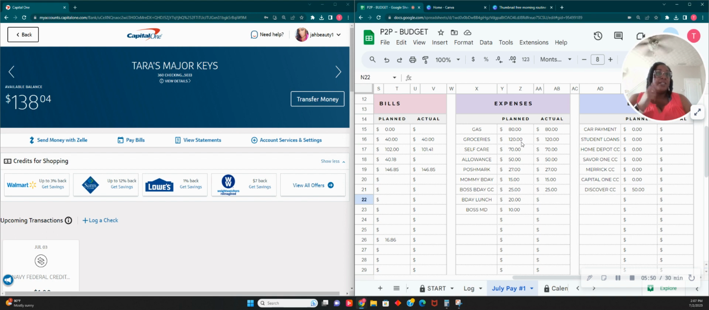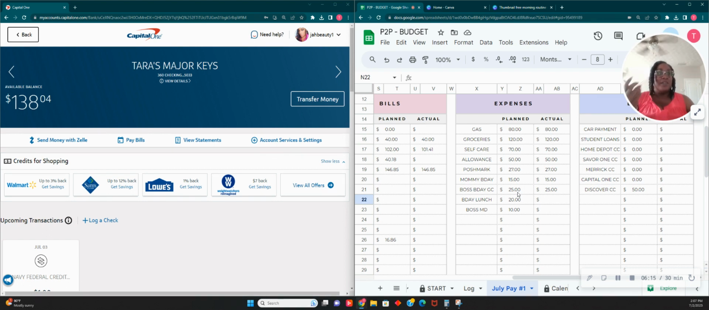As far as expenses, I put my gas gets 80, groceries gets 120, self-care gets 70, allowance gets 50, Poshmark gets 27. So I knew I was going to spend 27 getting pillows for Poshmark. My mother's birthday, me and my sisters, there's four of us, so we came together and found like a $60 gift, $15 each. My boss's birthday is on Monday, so we knew we're getting $25.